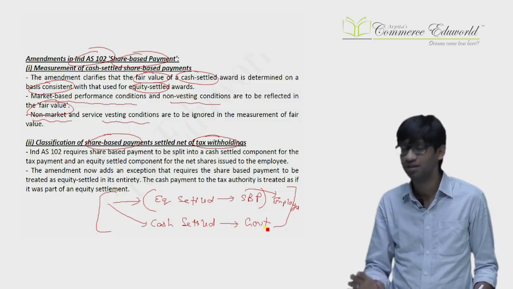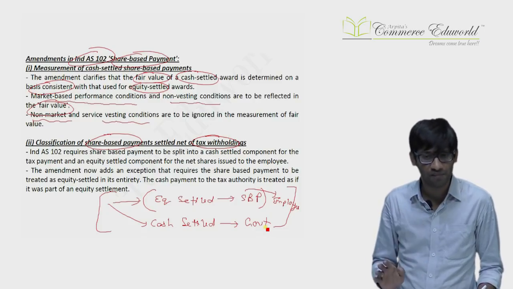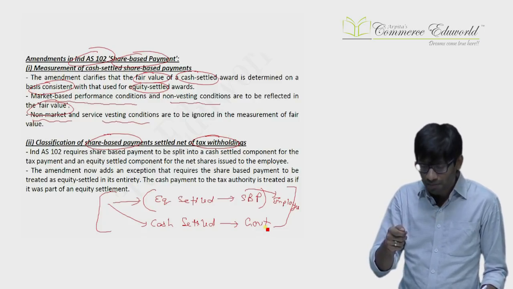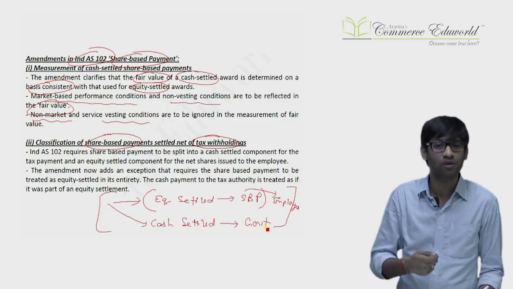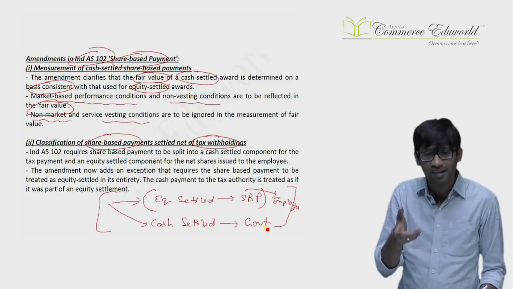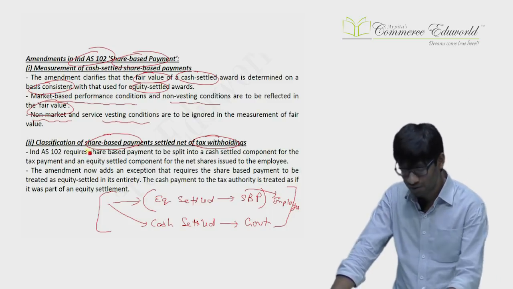Conclusion of this amendment is, earlier cash settled and equity settled were accounted separately. Now if you are making equity settled payment and for the purpose of withholding tax only you are giving cash settled, that entire thing will be considered as equity settled only. That's the amendment over there.